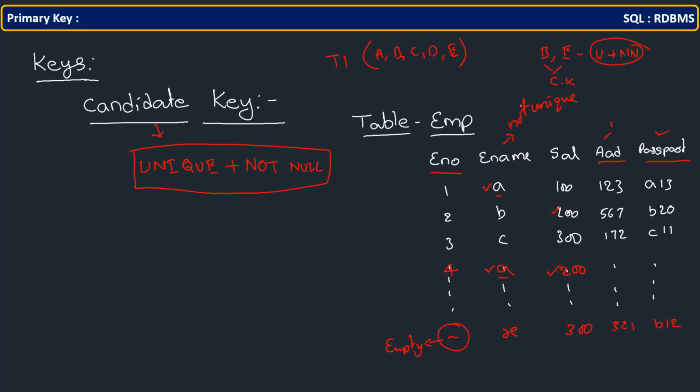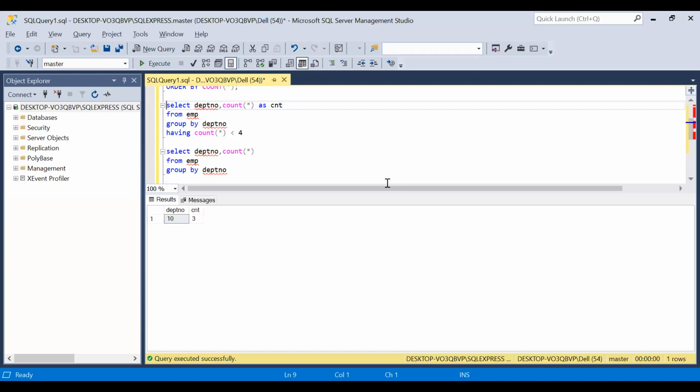Okay. Please just confirm, is it clear or not? Simple discussion only. Is it clear or not? Any confusion? Yeah. So that is the candidate key actually.